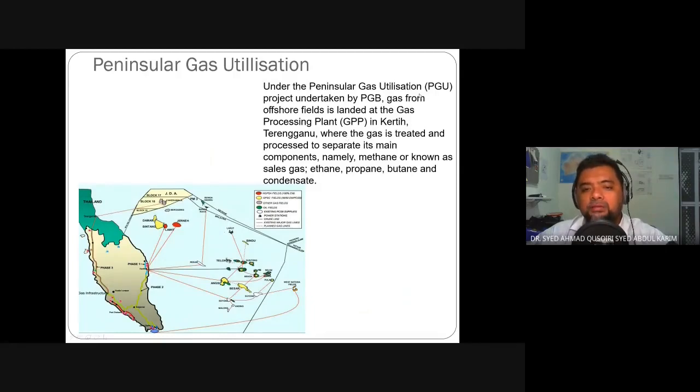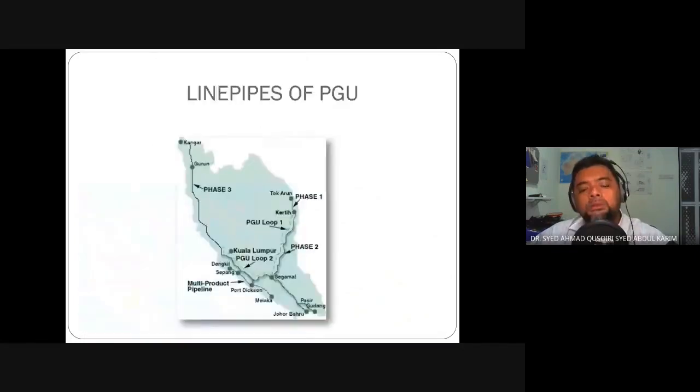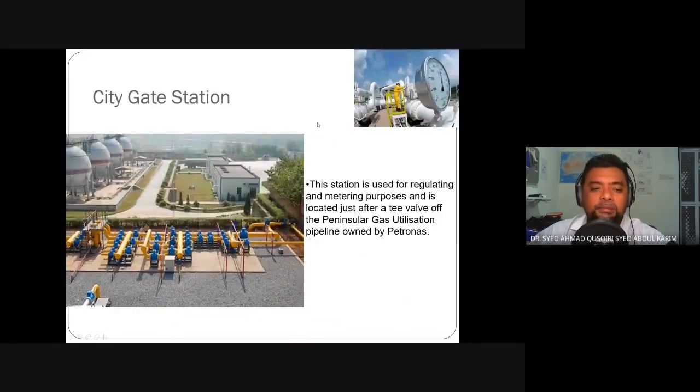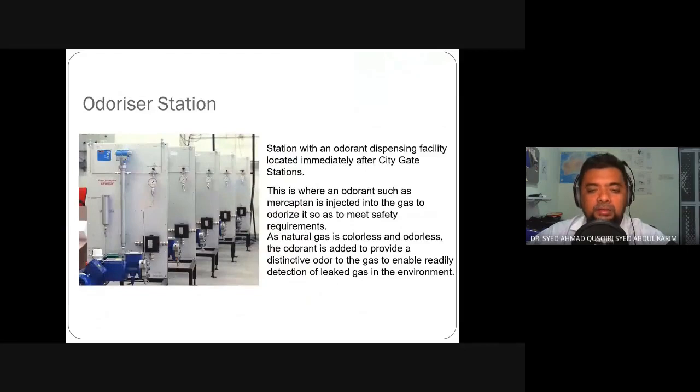Gas from offshore fields landed at the gas processing plant, GPP, in Kerteh, Terengganu, where the gas is treated and processed to separate its main components before being sent out. So these are the pipelines of PGU in inland. This is an example of a city gate station used for regulating and metering purposes. This is the odorizer station.